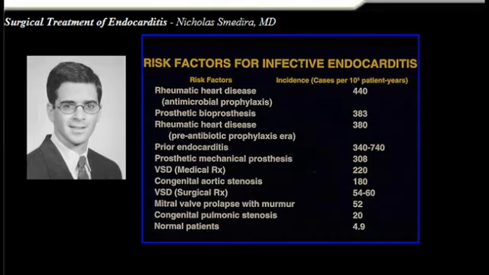Now here's a list of risk factors for infective endocarditis. And you see rheumatic heart disease led the way for many, many years, and then the presence of a bioprosthesis, either a bioprosthesis here or a mechanical prosthesis, was also a risk factor. So a foreign body in the heart, then rheumatic disease, prior endocarditis, and then the surgical lesions that you see here, VSD, aortic stenosis, mitral valve prolapse, and so on.